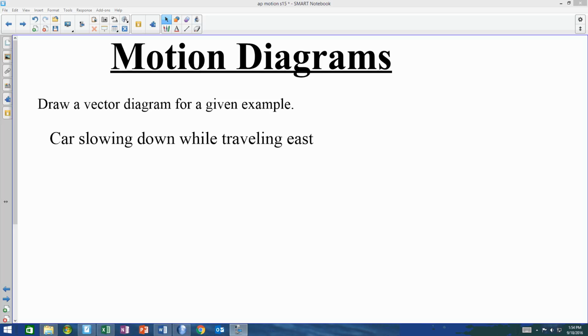Alright, so let's go ahead and talk about motion diagrams. A motion diagram is a vector diagram that describes the motion of an object. The rule of thumb for me, and they're different depending on which textbook you look at or which person you're talking to, is that I like to have 3 velocity vectors and 1 acceleration vector. I don't draw any position vectors at all or displacement vectors. I just have velocity and acceleration.